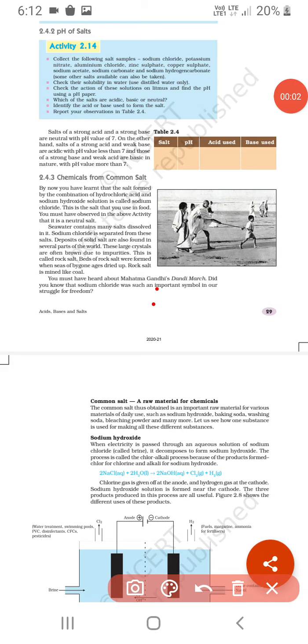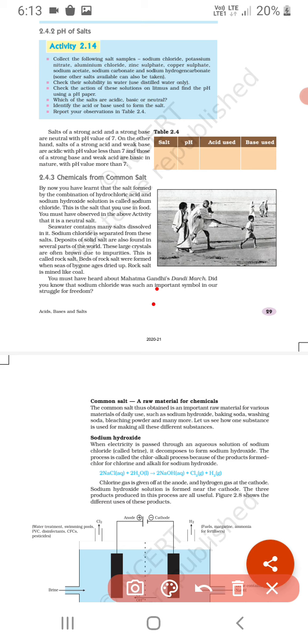Students, in this video we are going to discuss the pH of salts. That means we have to discuss whether given salts are acidic, basic or neutral. So students, we require the aqueous solution of salts. We have taken sodium chloride, potassium nitrate, aluminium chloride, zinc sulfate, copper sulfate, sodium nitrate, sodium acetate, sodium carbonate, and sodium hydrogen carbonate as samples.